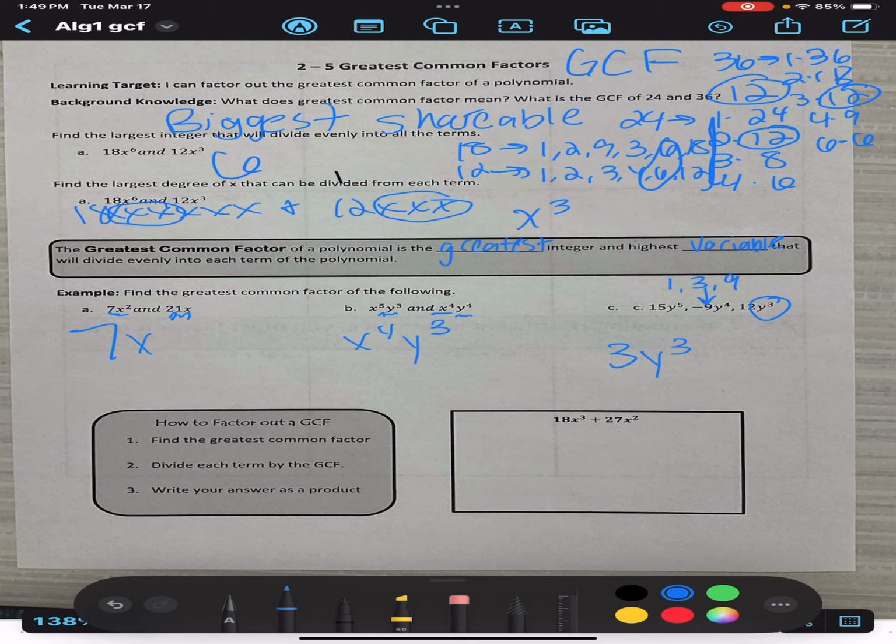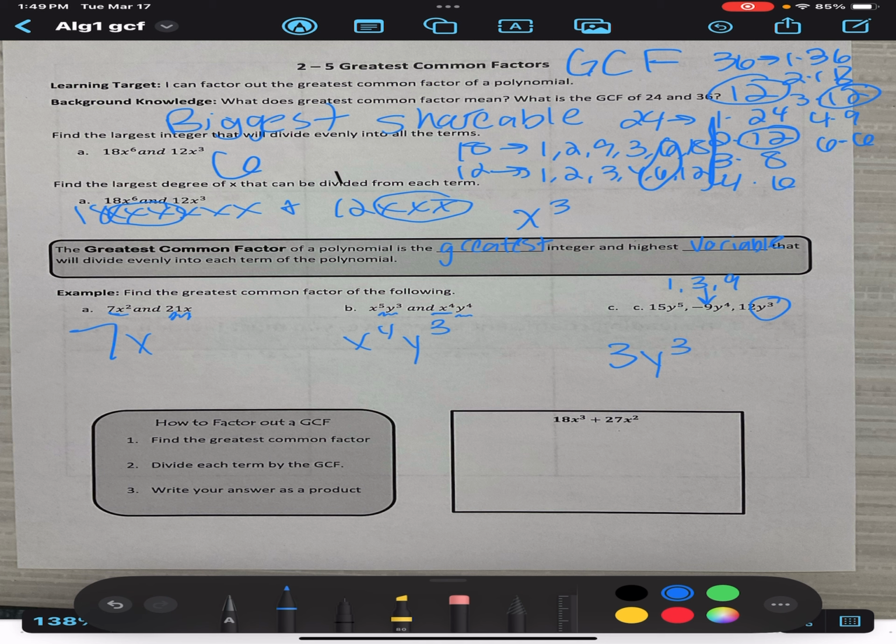All right, now what we're going to do is continue to do GCF, but like I said, we're doing the opposite of distribution. We are factoring out. So distribution, we multiply. Factoring, we divide. So we are still going to be finding that GCF, but then we're going to divide all our terms by our GCF and write our answer as a product.